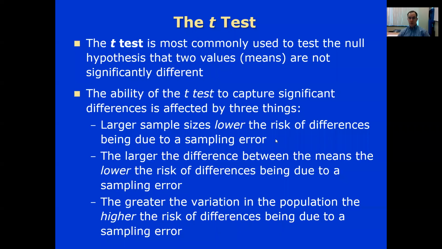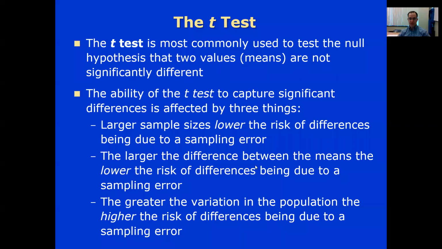Now, the second is that the larger the differences between the means of the two variables, the lower the risk of differences being due to a sampling error. So in other words, by simple observation, if you have two means that seem really far apart, you can infer that there's a greater chance that those differences are not due to sampling error.